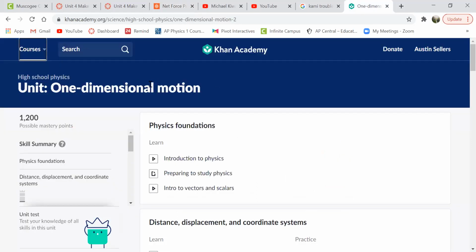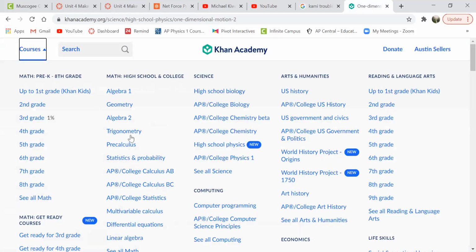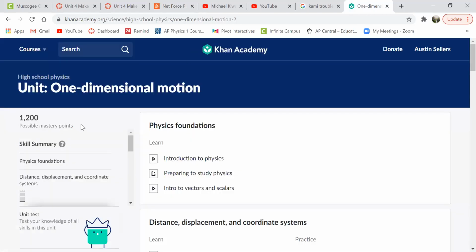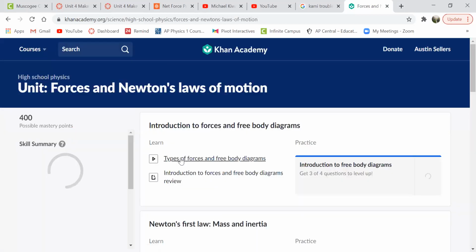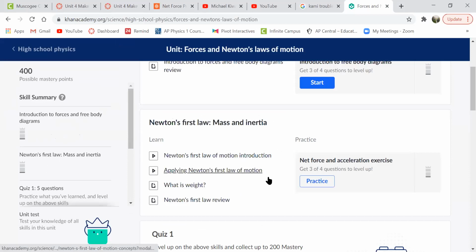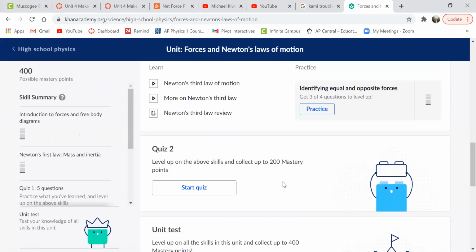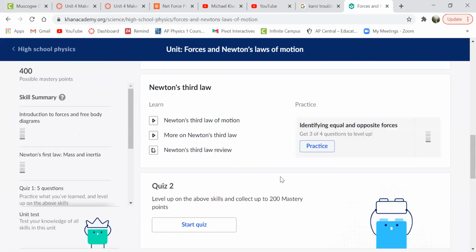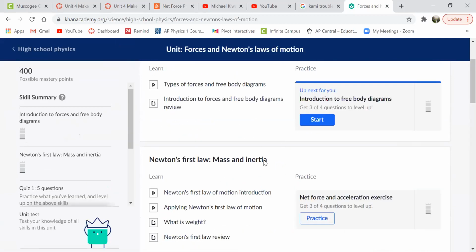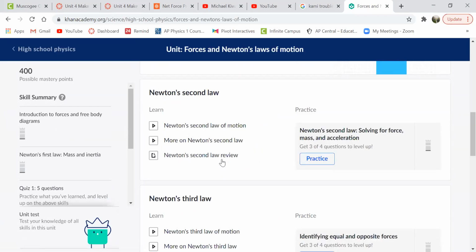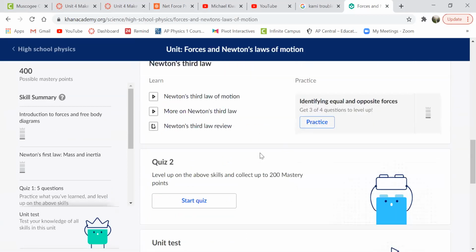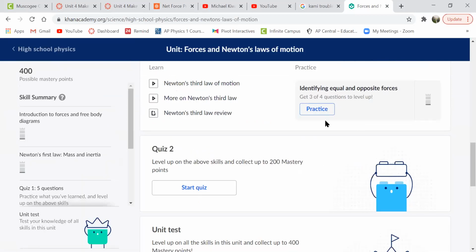you should have access to Khan Academy. Go ahead and get an account if you don't, and then add the course physics so that you can go through and actually work on things that you need help with. So right now we're in Newton's laws of motion and free body diagrams. So you can go through and test yourself and make sure you understand this. So if you're struggling with forces, look how small of a unit it is. It's like 7 or 8 videos, a couple practice problems, 2 quizzes, and a test. And this will get you to where you need to be.